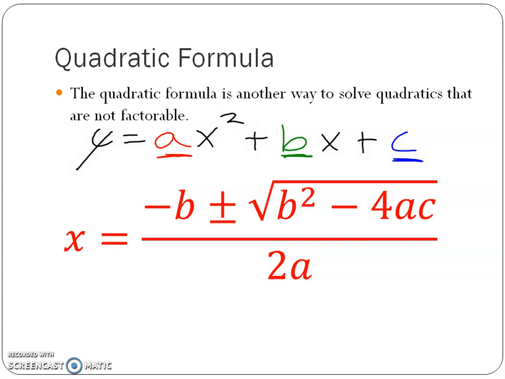And a 1, and a 2, and a 3. X equals negative b plus or minus the square root of b squared minus 4ac, all divided by 2a.